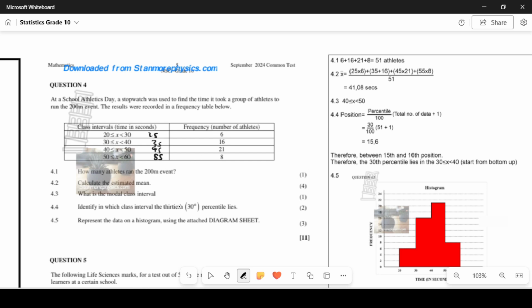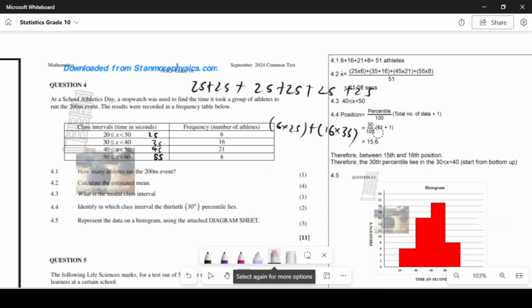Calculate the estimated mean. Yet again, if I have to expand all of these data points, I'll have 6 25s, 16 35s, 21 45s, and 8 55s. So imagine, right? I'll do this 25 plus 25 plus 25 plus 25 plus 25 plus 25. 6 of it. What I can do instead, I could just say 6 times 25. Put that in brackets plus 16 times, I'll have 35 16s, which is the same as 16 times 35. Yes? I'll have 21 45s, which is the same as 45 times 21. I'll have 8 55s, which is the same as 8 times 55.